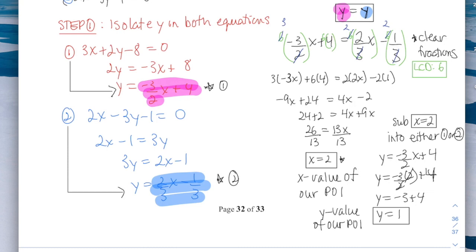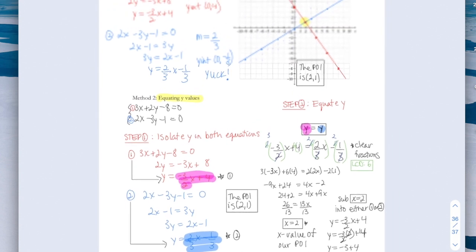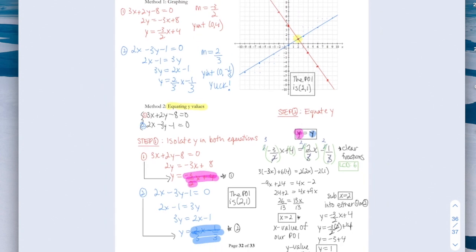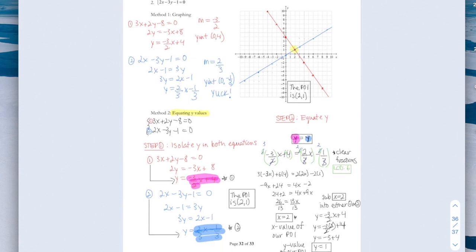So remember, we still need to give a final answer here. The point of intersection is 2, 1. And of course, it should agree with what we got in our solution when we used graphing. So here you have it. You have the two different ways we can solve a system of equations. You are going to be required to know both ways, so graphing and algebraic.